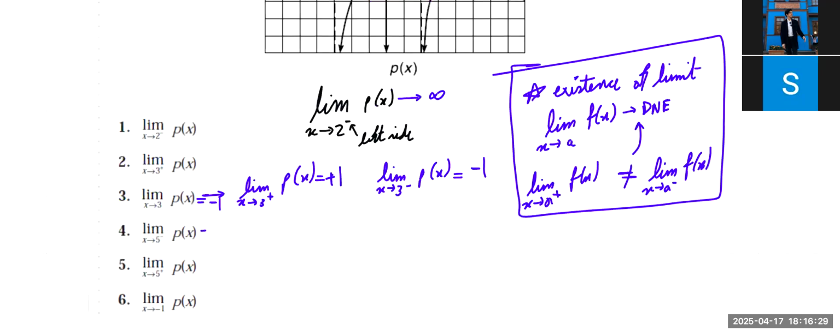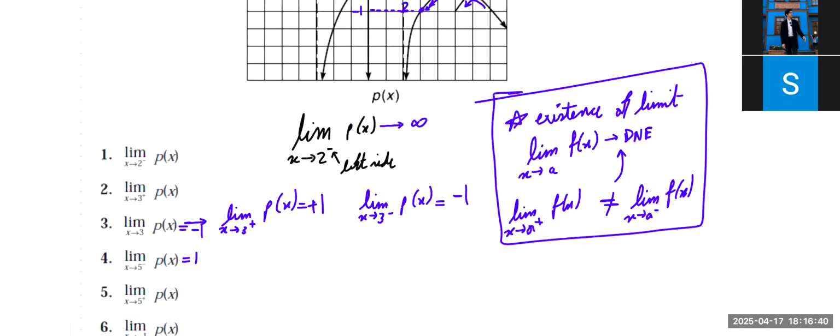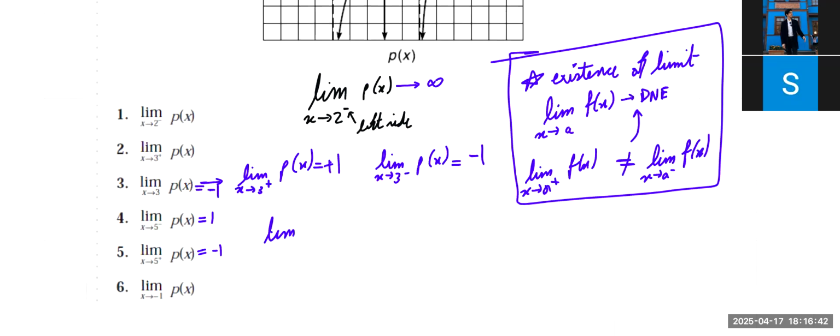What about from the right side? It would be -1, because if we approach from the right side, we approach -1. Which means that if I now ask you, what is the limit as x approaches 5, what will you say? It does not exist, because the one-sided limits don't match.